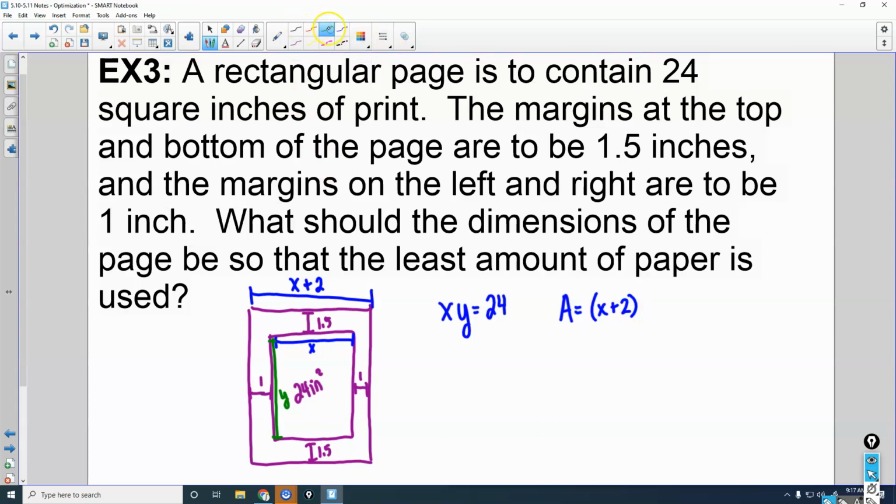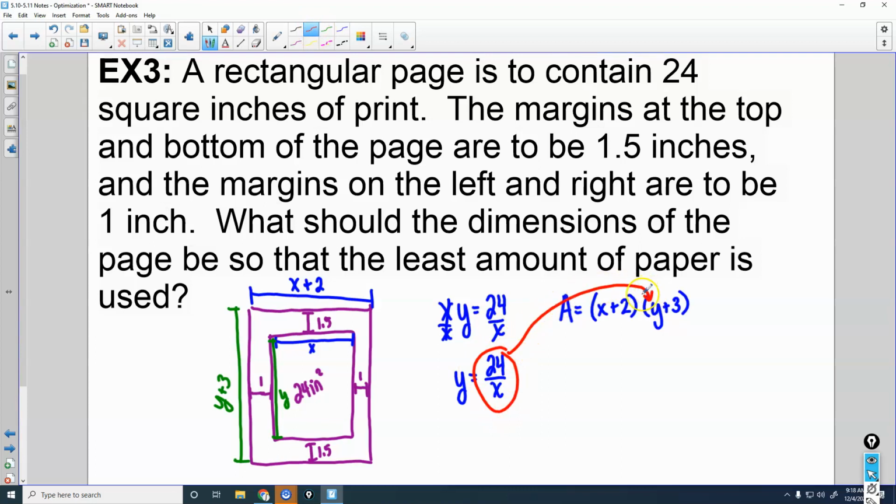What is the height of the paper going to be? That is going to be Y plus 3 because you're beginning with Y there in the middle, and you're adding 1.5 inches on top and 1.5 inches on bottom, so that'll be Y plus 3. Now, our problem is that we have an X and a Y, and we're wanting to minimize this equation because it wants to know the least amount of paper, and this equation is the one that gives us the area of all the paper that we're using. So we need to solve this for X or for Y. It does not matter which one. I'm going to solve it for Y just because I like to use X's better. So Y equals 24 over X. We are going to take that and plug it in over here for the Y.